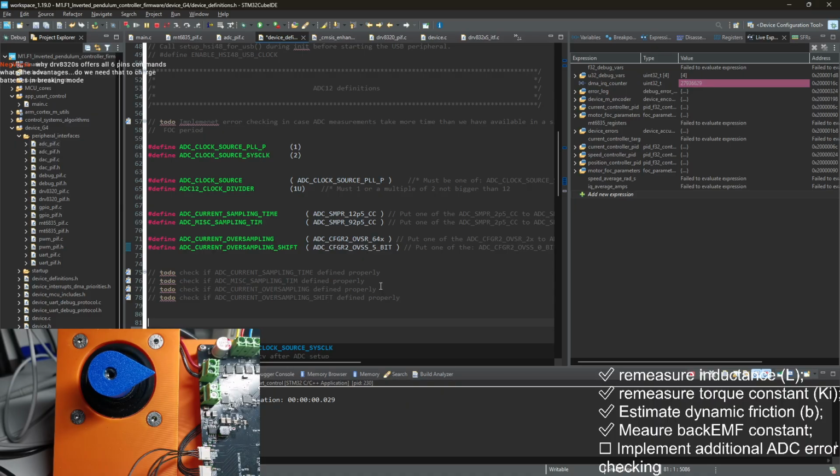Why does the DRV offer all 6 pin commands? What's the advantage? Do we need that to charge batteries in braking mode?